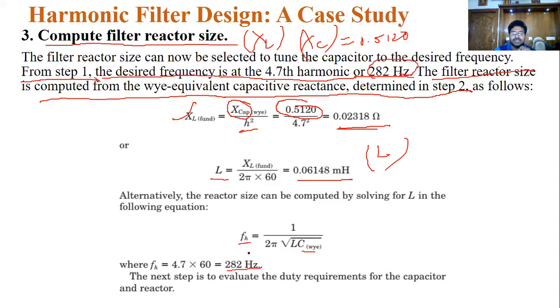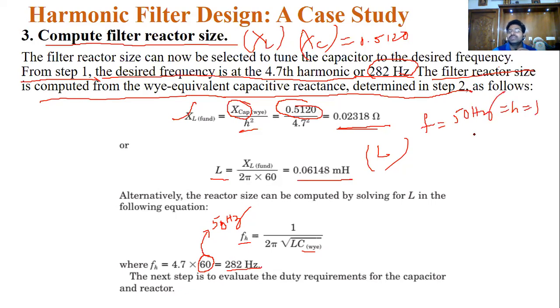It is nothing but, in this case, 4.7 into the fundamental. But we can assume that in the US system it is 60 Hz, while in our Indian system it is 50 Hz. Remember, in our examination they can ask you to calculate the design for the Indian system. On that occasion you consider 50 Hz. But here they can consider the US system.